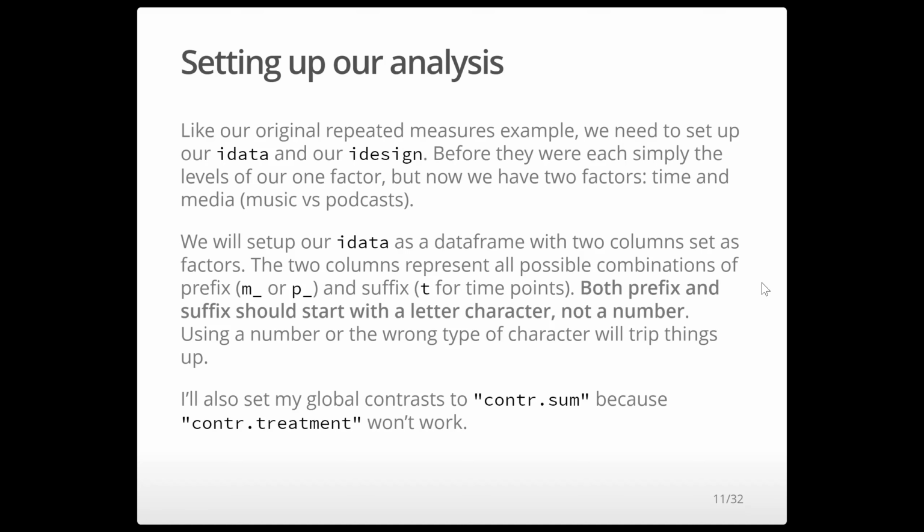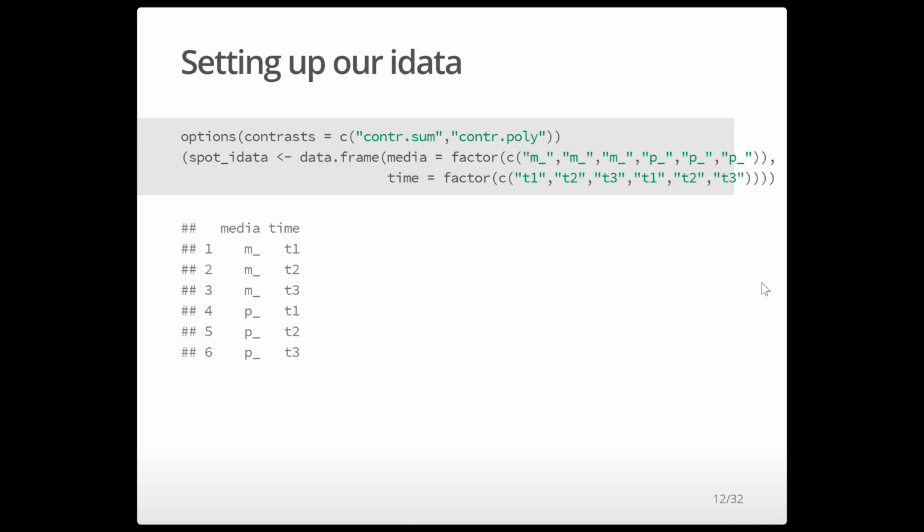The way we're going to set up our iData is we're going to have a data frame with 2 columns. They're both going to be factors, and the 2 columns represent all possible combinations of the prefix and suffix. They're going to represent our column names in our actual data, but separated into the prefixes and the suffixes. Both prefix and suffix should always start with a letter character, not a number. So if this isn't the way your data is named, you need to change the names of your columns in your actual data. That way the iData will work. Using a number or the wrong type of character will trip things up. We also want to set our contrasts to effects coding because dummy coding won't work with the estimation of this model in R because R is weird.